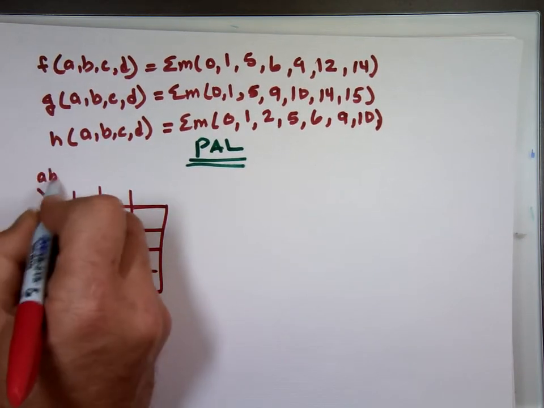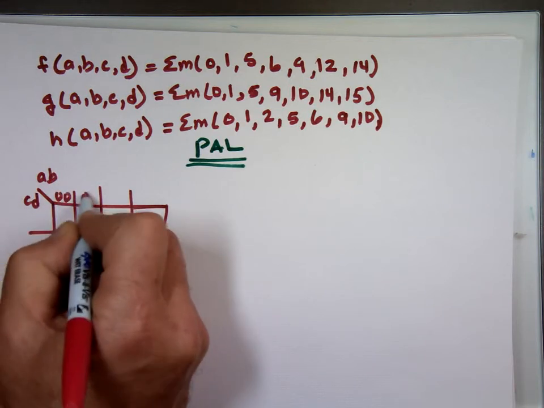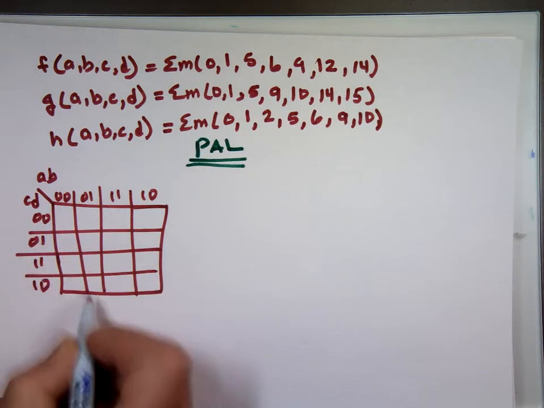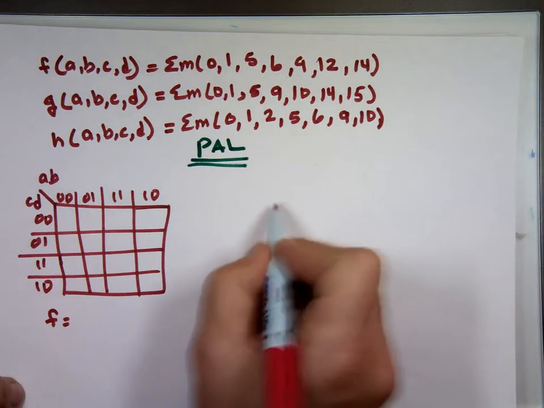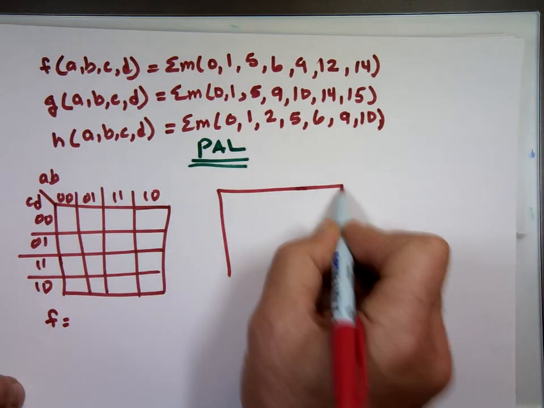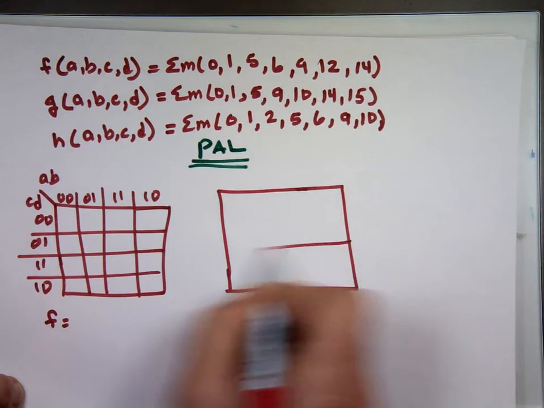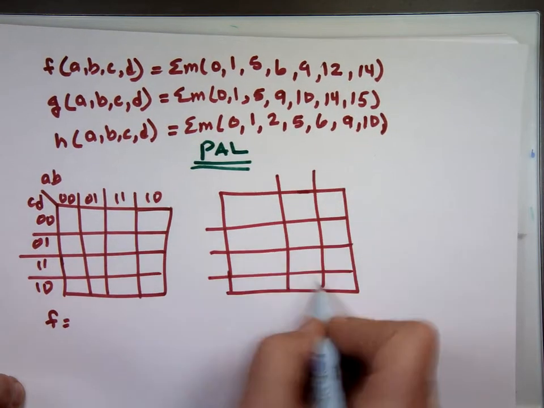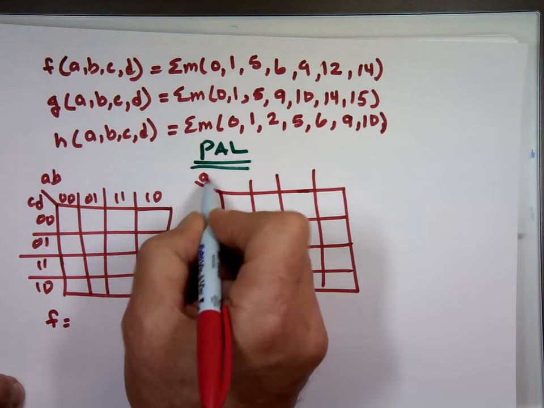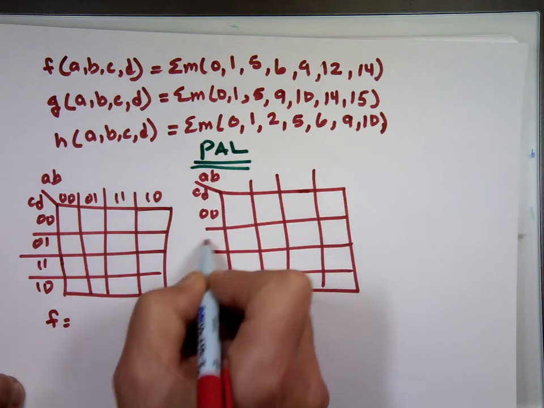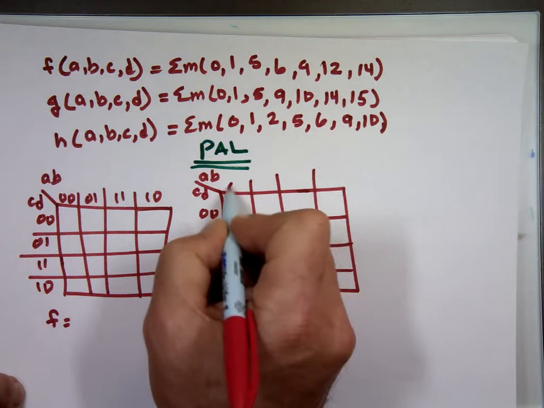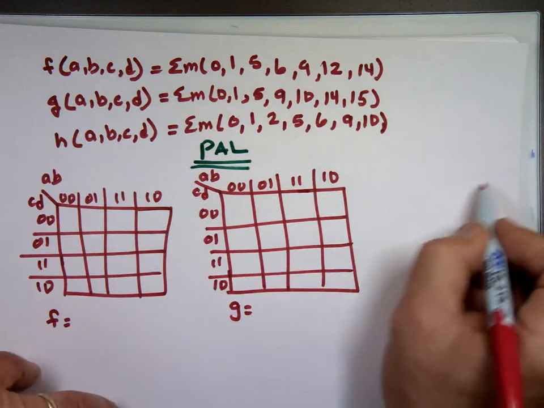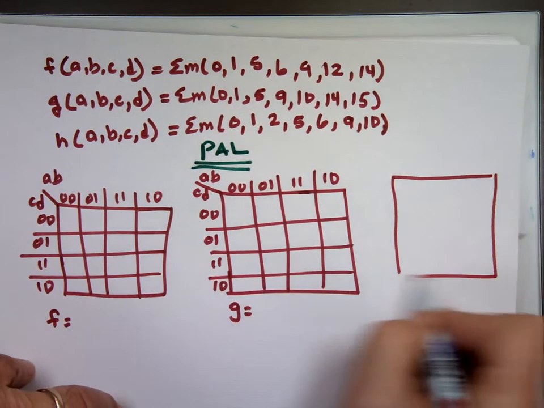A, B, C, D, 0, 0, 0, 1, 1, 1, 1, 0, 0, 0, 0, 1, 1, 1, 1, 0. This is for F. Another one for G. This is for G. And the last one for H.